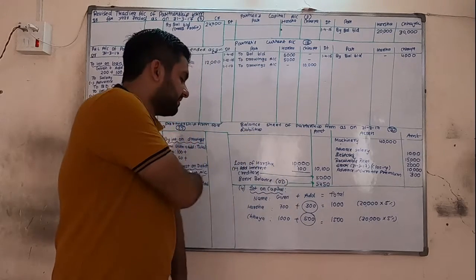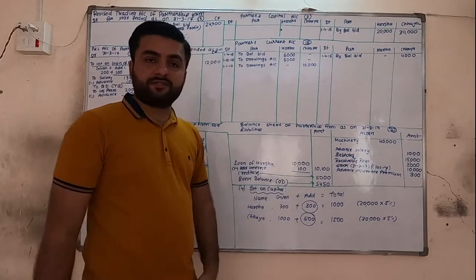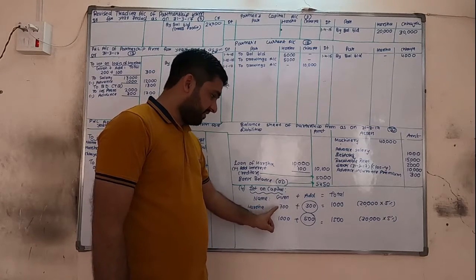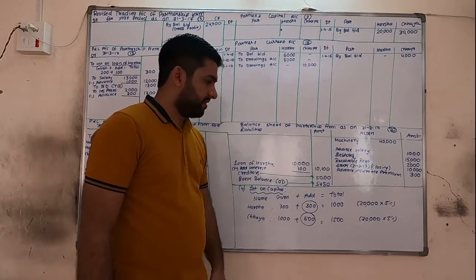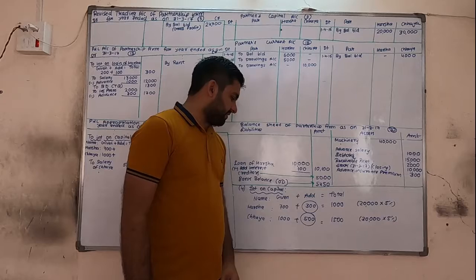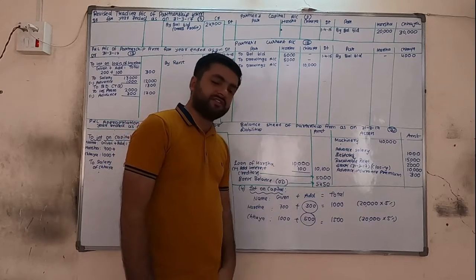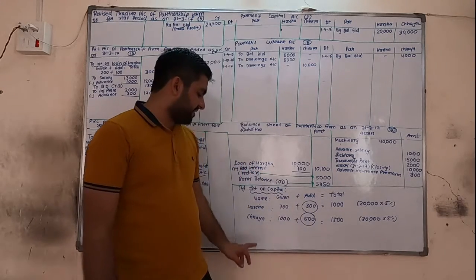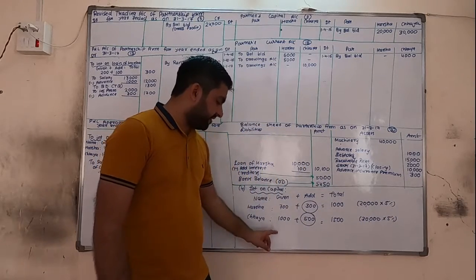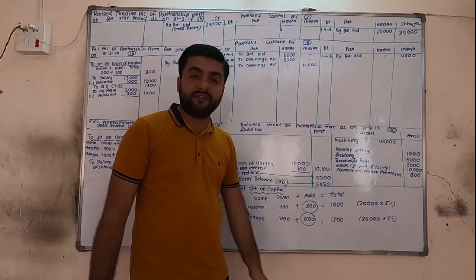Again friends, how have we done this? First we have to write interest on capital. Now for interest on capital, the given is 700 and 1000. 20,000 at 5% is 1000. Total is 1000, given is 700, so the additional is 300. In the same way for Chaya, 30,000 into 5% is 1500. If given is 1000, then the additional is 500.